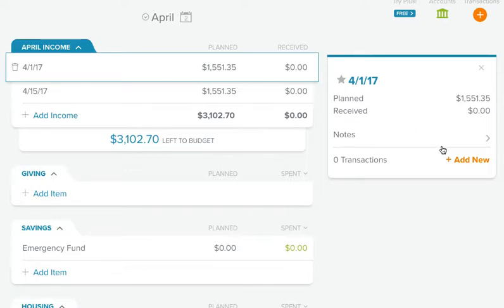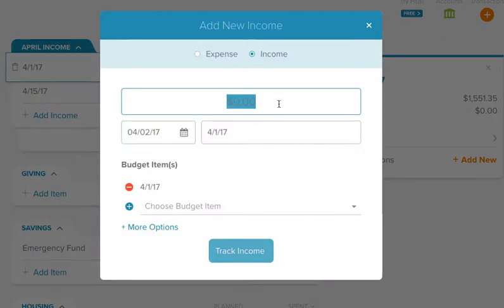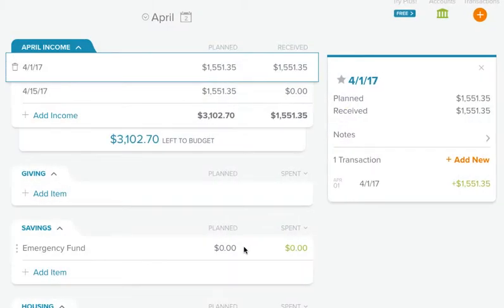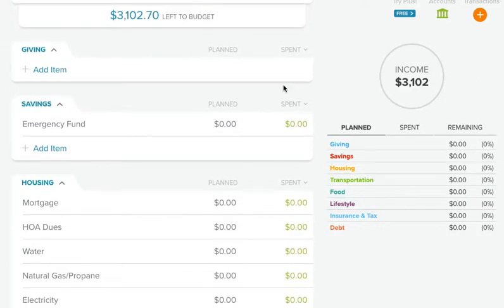So I will go ahead and add a new transaction. I've never used this app before, so I'm still trying to get the hang of it. Track income. Okay, so it shows that I have $3,102.70 to budget, and then I received this amount. Okay, so that looks good. So now we can check the categories.